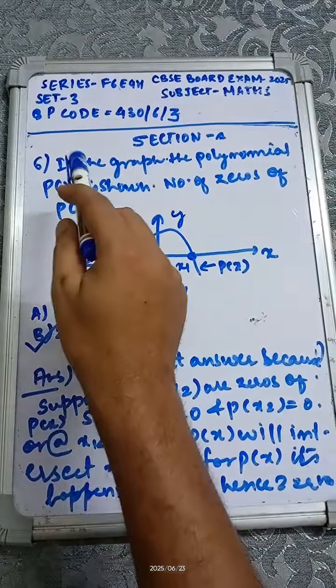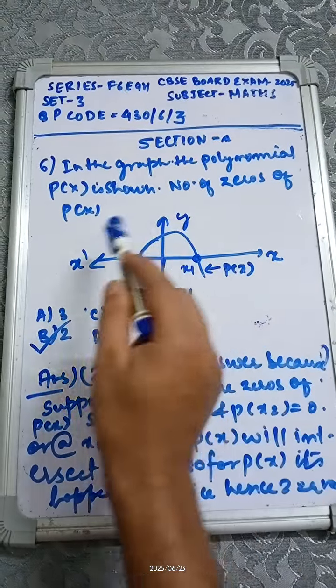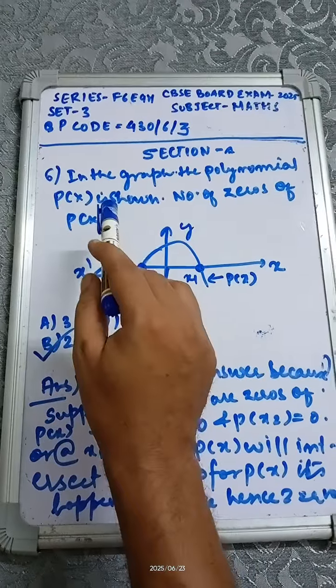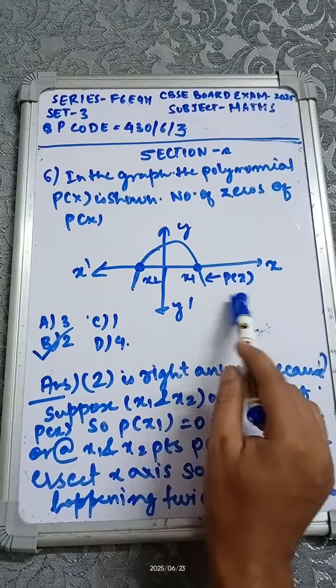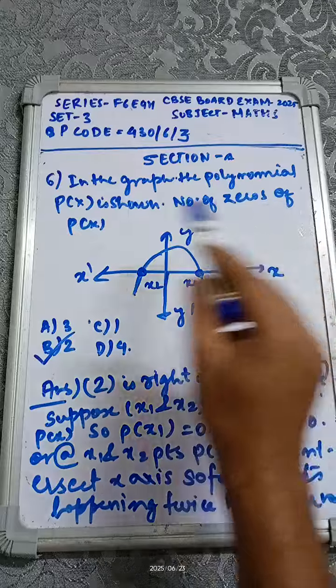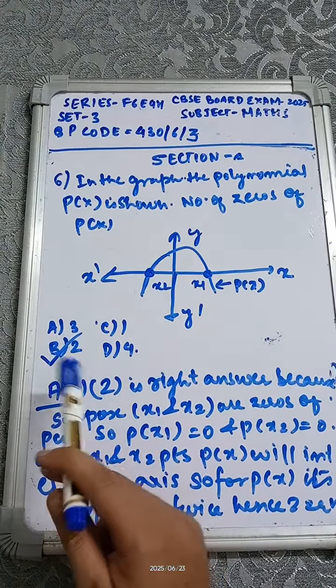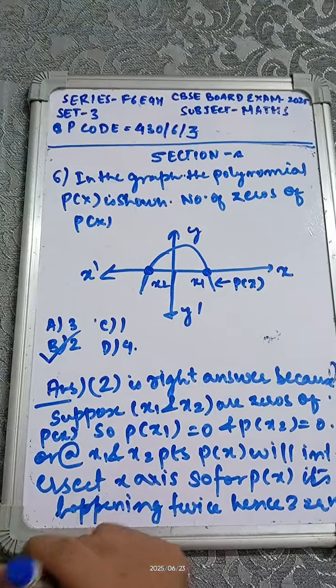So the question says that this is a graph of the polynomial which is given. This is the x-axis and this is the y-axis. P(x) is shown, so this is the polynomial P(x). This is the graph. Find the number of zeros of P(x). So these are the four options: 3, 1, 2, 4. So the right answer is option B, 2.